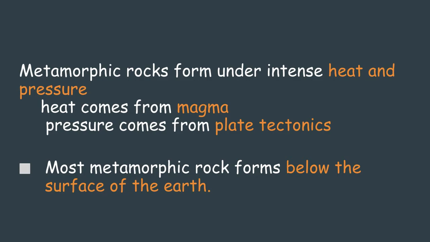All right. Metamorphic rocks form from intense heat and pressure. So if you watched the videos yesterday, we watched a video on the Manhattan skyline. The Manhattan skyline is made out of metamorphic rocks. Those rocks formed under intense heat, upwards of like 500 degrees. That heat comes from magma, and pressure comes from plate tectonics.